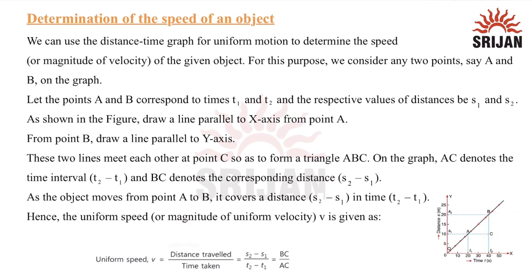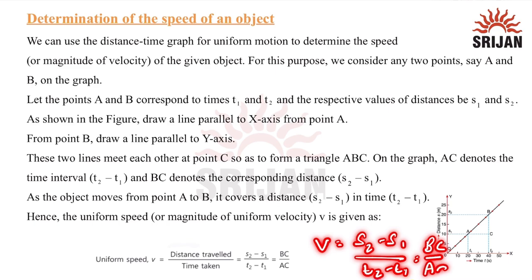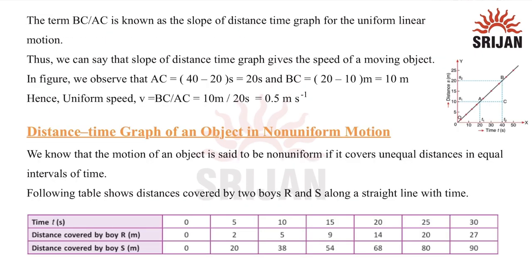Right? As the object moves from point A to point B, it covers S2 minus S1 distance in T2 minus T1 time, right? Hence the uniform speed or magnitude of uniform velocity can be S2 minus S1 distance covered upon total time, that is T2 minus T1, that is BC divided by AC. Now the term BC upon AC is known as slope of distance time graph for a uniform linear motion. Thus, we can say that slope of distance time graph gives the speed of a moving object, right, or the magnitude of velocity.